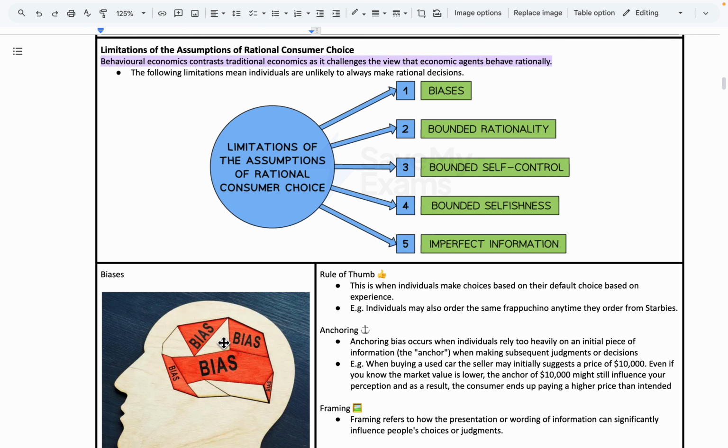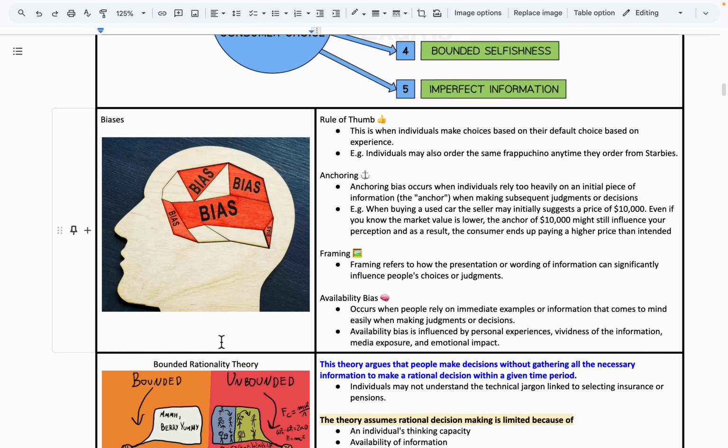Well, first we have biases, bounded rationality, bounded self-control, bounded selfishness, and imperfect information. So biases, there's 4 kinds of biases that you can note down. And so number 1 is rule of thumb. So this is when people make choices based on their default choice based on experience. So this is like ordering a Frappuccino anytime they order at Starbucks, like the same one.